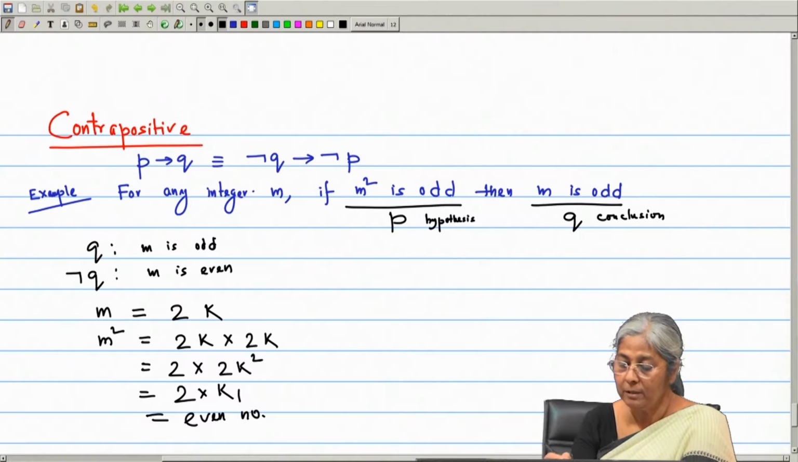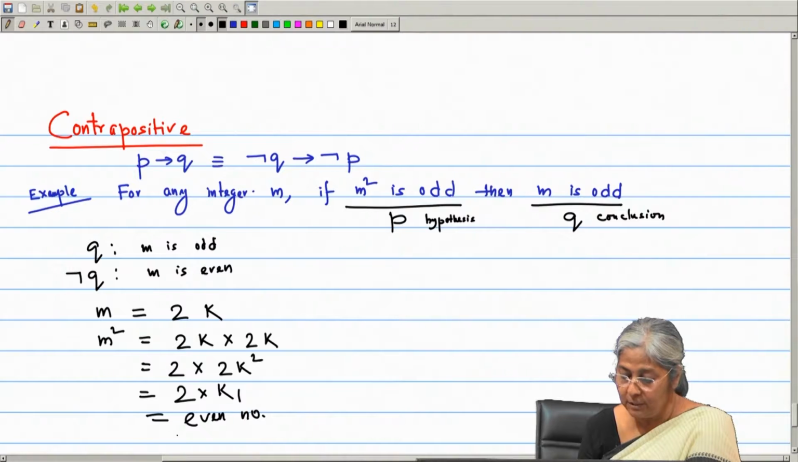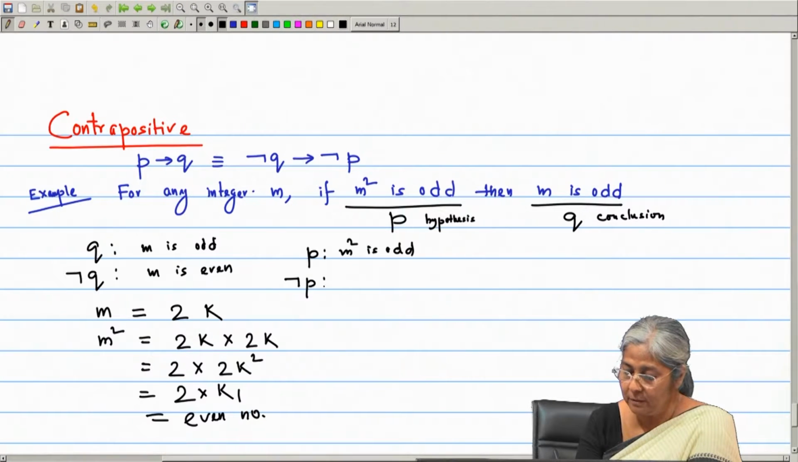So, what is this even number? The hypothesis was m square is odd, and we are getting m square is even, that means it is negation P. This is my negation P, because P was m square is odd. So, negation P is m square is even.